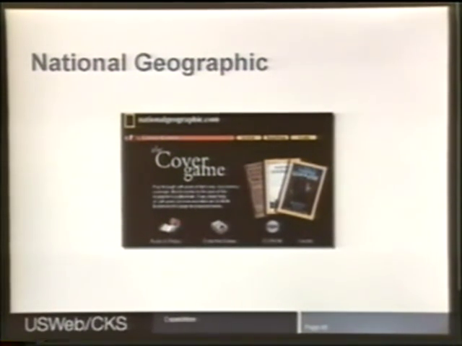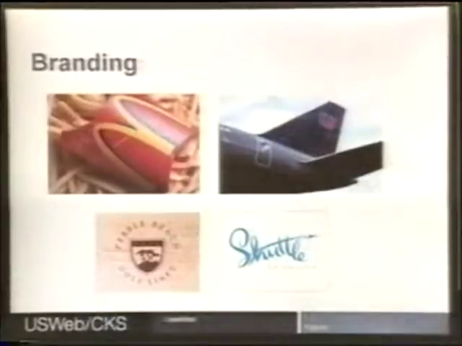National Geographic, this is a company over 100 years old. How do we essentially take one of, I believe they're the third most recognized brand in the world. How do you take 100 years of content and put that online? They came to the USWebCKS group and said, build our brand online. And again, we've had a very, very successful client engagement here as well.